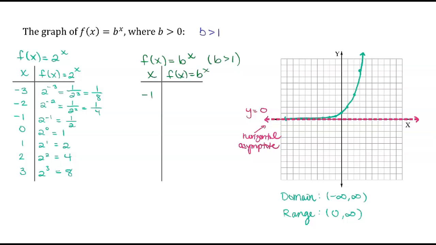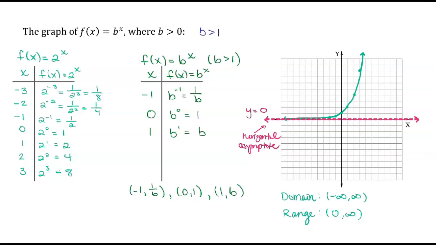Consider when x is equal to -1. Then we will have b raised to the power of -1, which is 1 over b. When x is equal to 0, f of x is b to the 0, or 1. And when x is equal to +1, we have b raised to the first power, or simply b. Those are the points (-1, 1 over b), (0, 1), and (1, b).